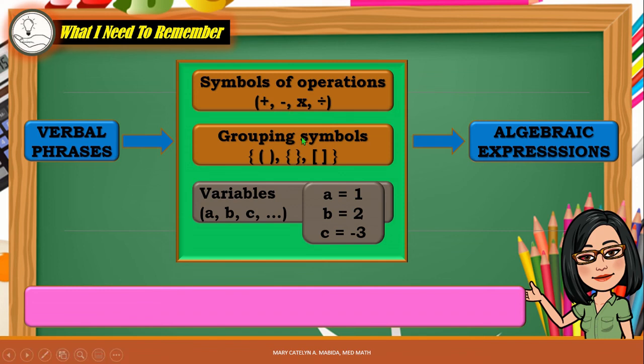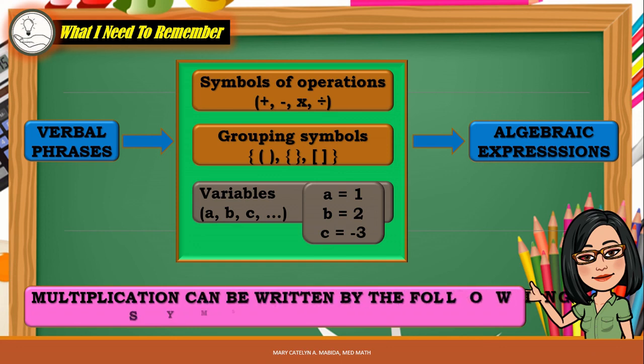For example, A is equal to 1, B is equal to 2, C is equal to -3. And lastly, multiplication can be written by the multiplication sign, parentheses, or a dot, which is written halfway up between the factors.